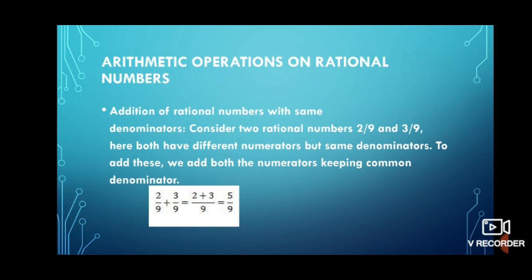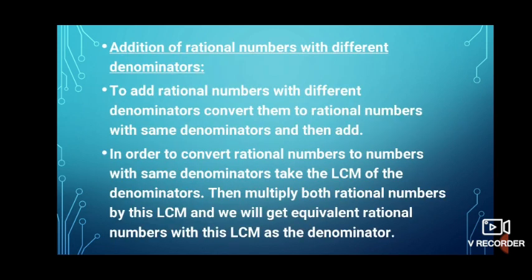Here, example: 2 by 9 plus 3 by 9. If we see, add the numerators, 2 plus 3, that is 5, and the denominator will be the same, 9. That's it.